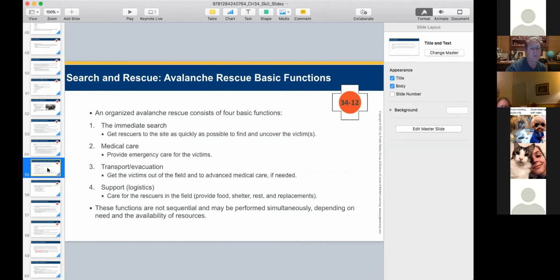The basic function for avalanche rescue is we start searching the immediate area. So when we're dealing with an avalanche search, what are we looking for? Where do we start as to the immediate area? What are we looking for? What are surface clues?